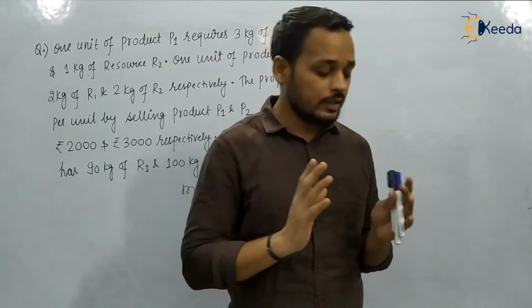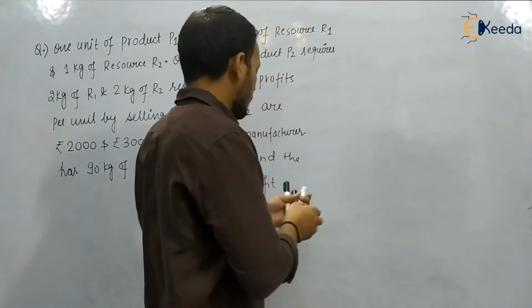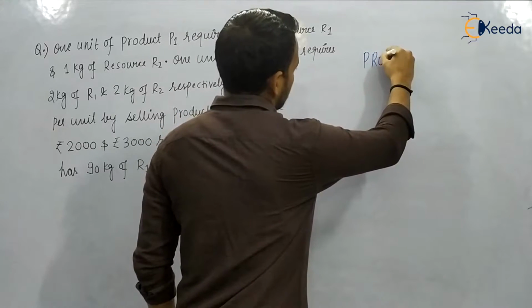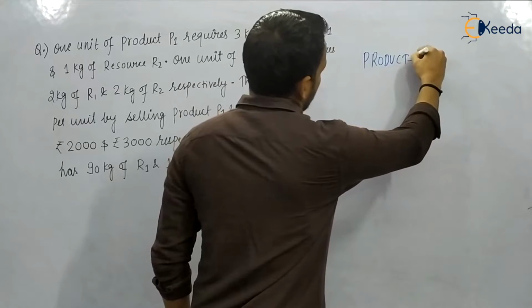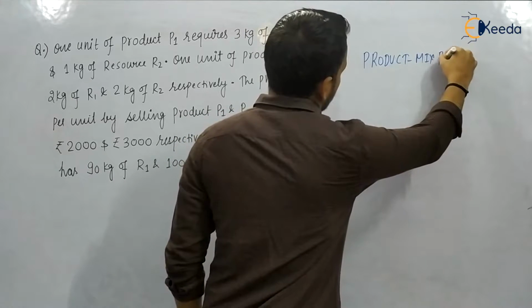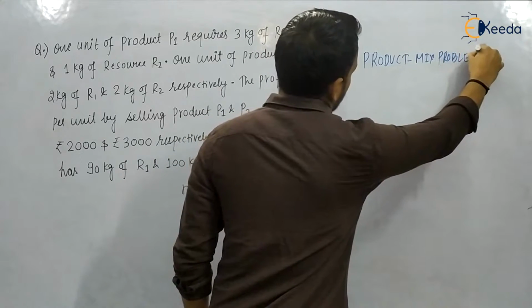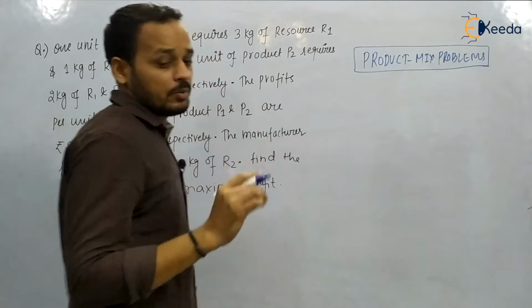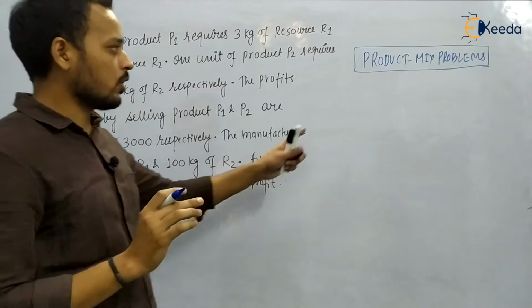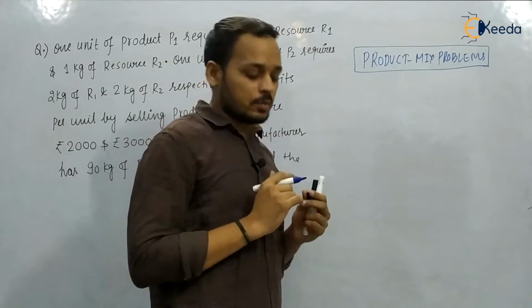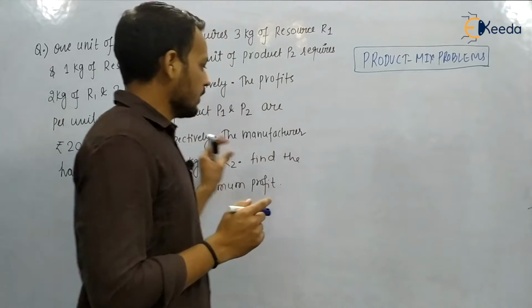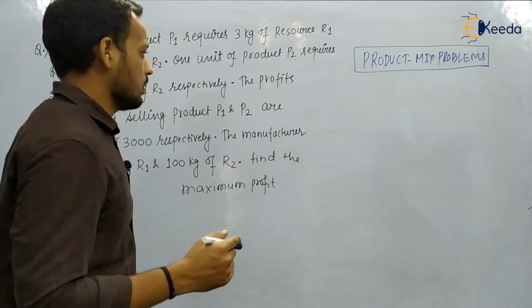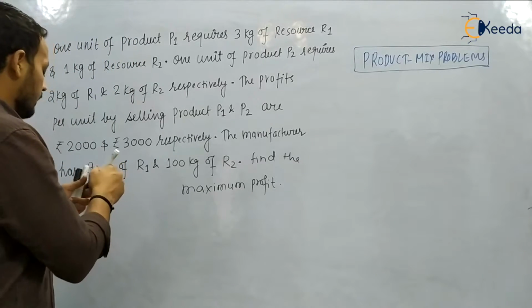These types of questions are known as product mix problems, and this type of question has been asked in examinations. The statement will be given, and by reading the statement you have to form the objective function and the constraints. So what we will do is read the question first.